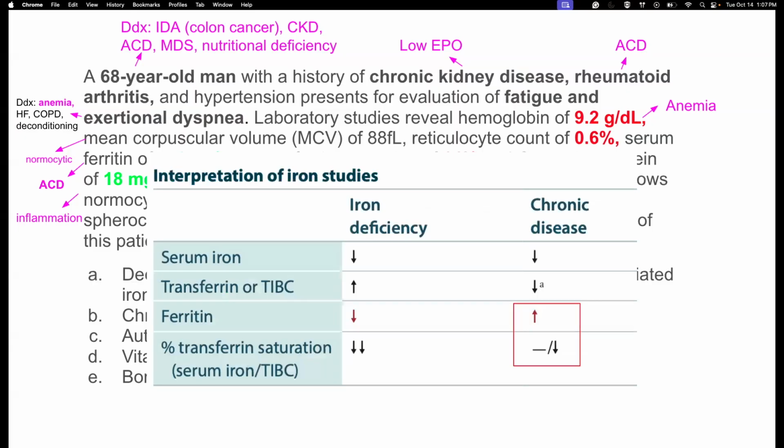Okay, so next we're going to think about these labs that we've been given and interpret them. We know that our ferritin is high, and we know that our transferrin saturation is low. Looking at this chart from First Aid, this fits with the picture of anemia of chronic disease. In iron deficiency, conversely, we would have a low ferritin, right? Because iron is low, you need to dip into the stores of iron, which is that ferritin. So that will be used up and ferritin will be low as well.